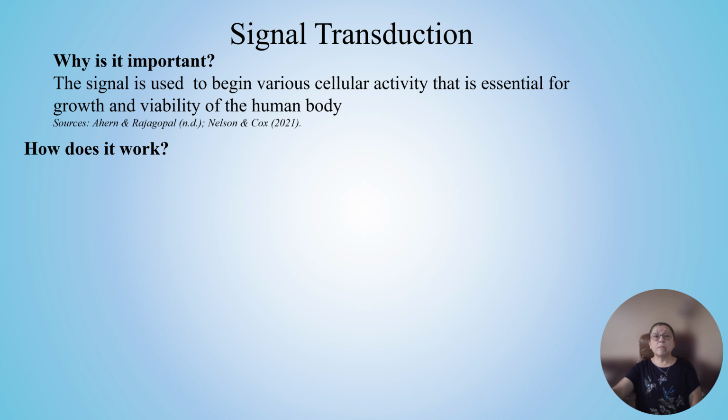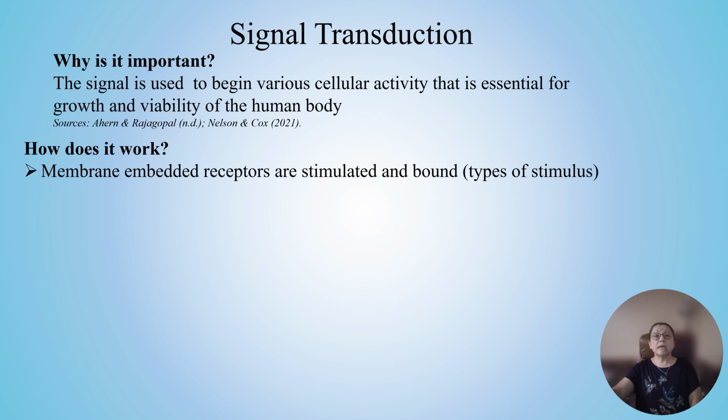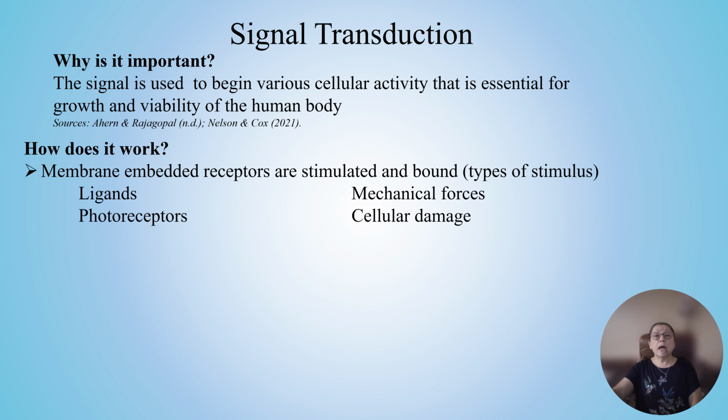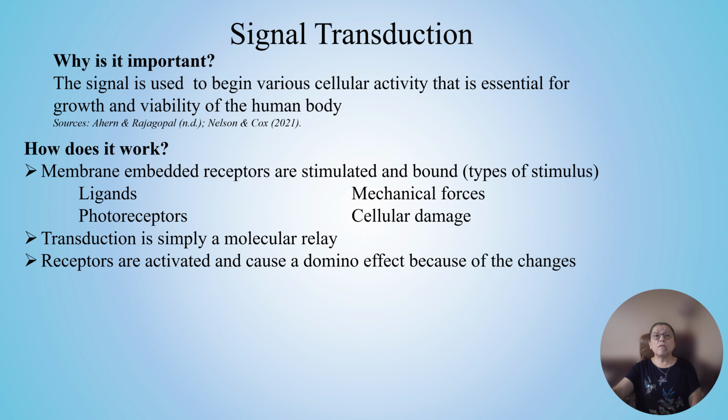Now let's look at some of the basic mechanics of signal transduction. The cell membrane contains many types of receptors, including GPCRs, which make up one of the largest receptor families in the human body. To activate these receptors, a stimulus is needed. Common stimuli include ligands such as hormones, enzymes, or other proteins. Mechanical forces can also act as stimuli, including fluid shear stress, membrane strain and tension, and hydrostatic pressure.